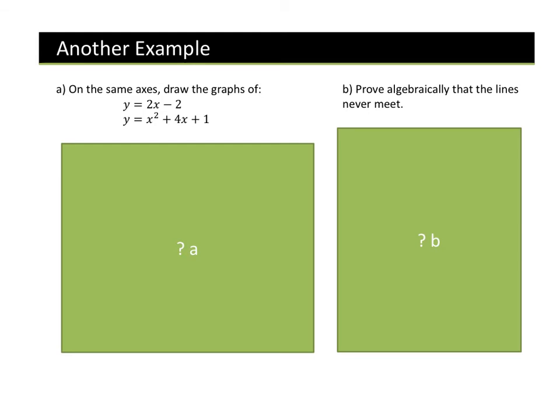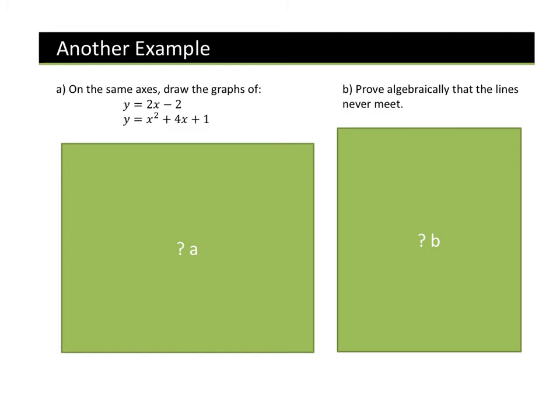So, what you're going to do for me is draw the graph of y equals 2x minus 2 and y equals x squared plus 4x plus 1. And then you're going to prove algebraically that the lines never meet. To prove algebraically that they never meet, you're going to use simultaneous equations and we're not going to get a set of solutions. Do you remember we were talking about solution sets?